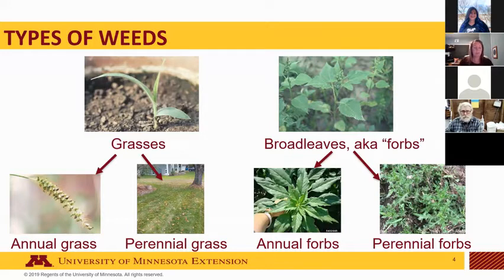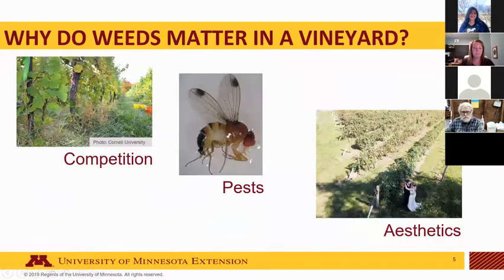So if we look at grasses, there's then two basic types of grasses, which are annual grasses and perennial grasses. Same with broadleaves. We have annual broadleaves and we have perennial broadleaves. So when you're looking out in your vineyard trying to figure out what kind of weeds you have, you don't necessarily always have to identify them to species. We like to, but at least if you can identify it as annual or perennial, a grass or a broadleaf, that alone is going to be very helpful in determining what herbicides to apply.